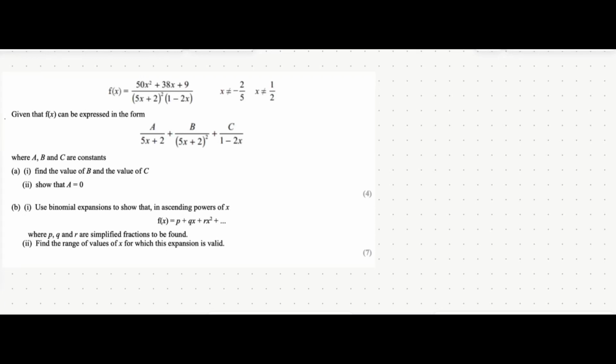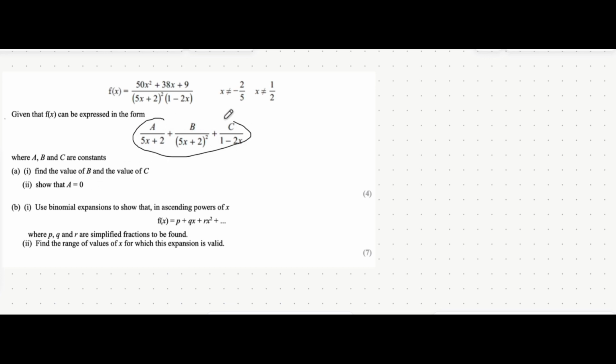This is a pretty difficult question that combines partial fractions along with binomial expansion, year 2 binomial expansion that is, and I'll go through how you know it's year 2 and not year 1. So it tells you that this whole expression here can be expressed in this format, and it's asking you to find the value of b and c and also show that a is equal to 0. So let's split this up.